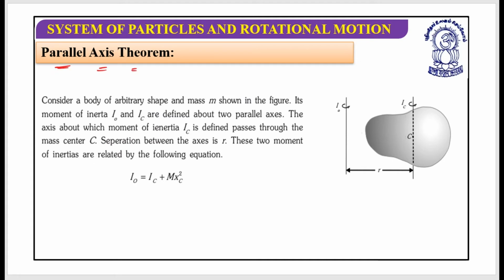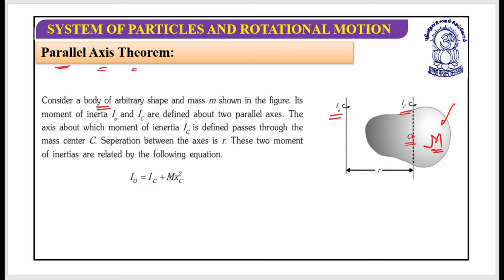Next is the parallel axis theorem. Let's suppose this is a body, an arbitrary shaped body having mass m, and this is the location of the center of mass of this body. Let's suppose one of the axes passes through the center of mass, and I require the moment of inertia about another axis. So let's have a look.